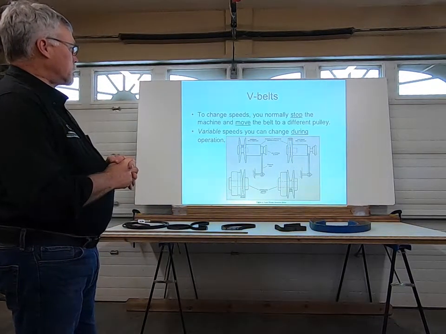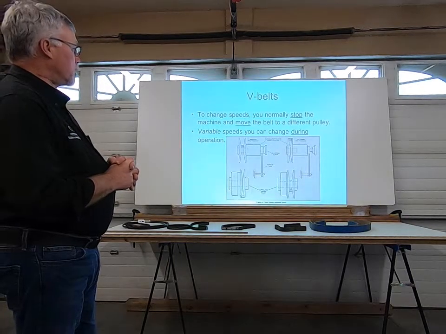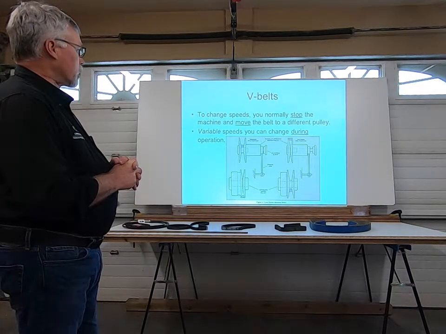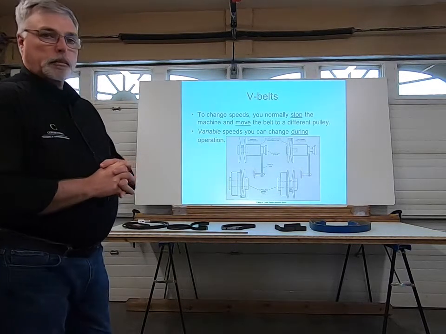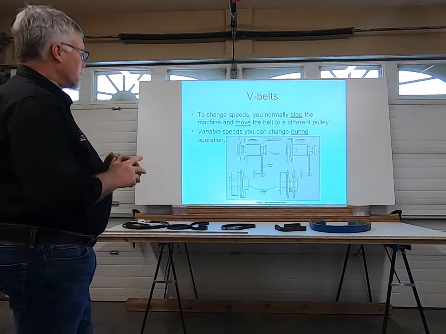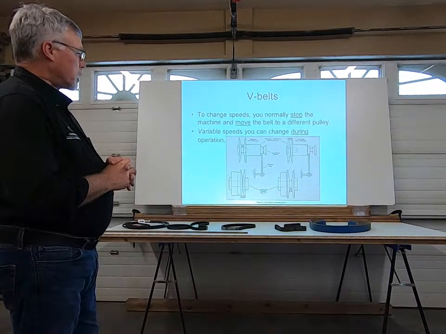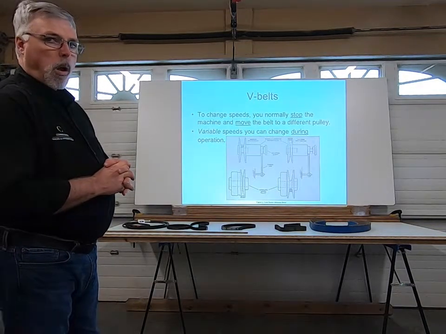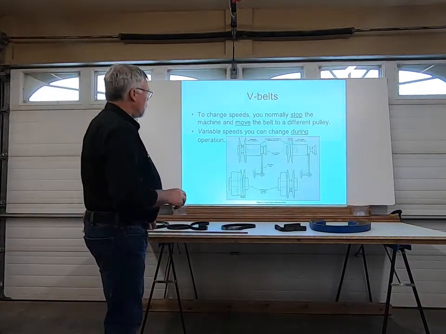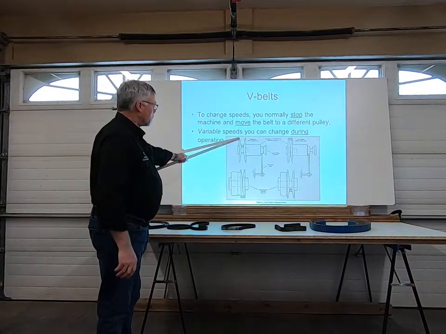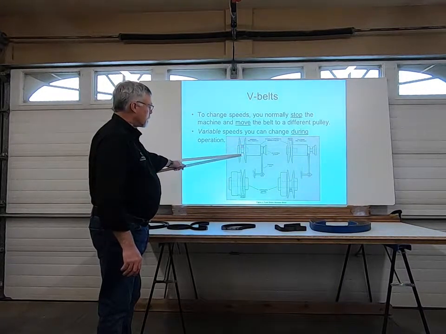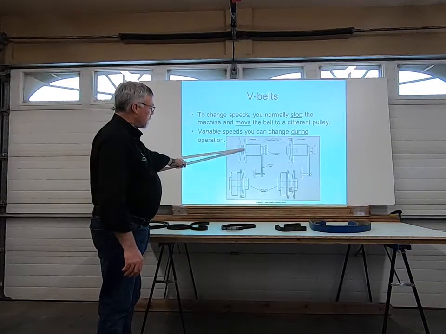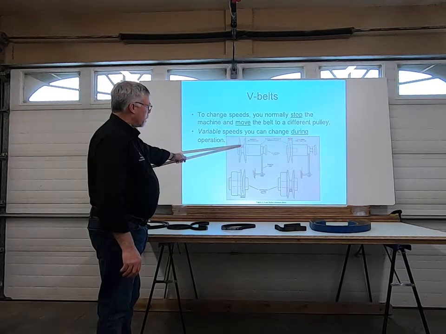To change speeds, you normally stop the machine and move the belt to a different pulley. Variable speeds you can change during the operation. We have a couple of machines with variable speed belts, and the one that comes to mind is the lathe. And basically what happens, when you put more tension on that belt, you pull it deeper into the pulley, changing the diameter, and that's how you increase and decrease the speed, by adding more or less tension on that belt.